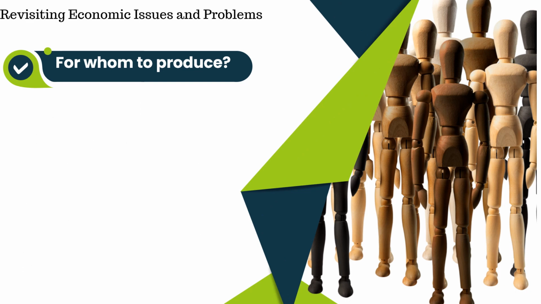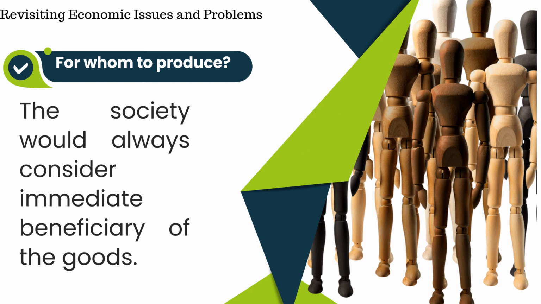Third, for whom to produce. The society would always consider the immediate beneficiary of goods. It involves decisions about who gets to consume the goods and services that are produced. Factors such as income, wealth, and societal priorities influence how goods and services are distributed among different segments of the population.